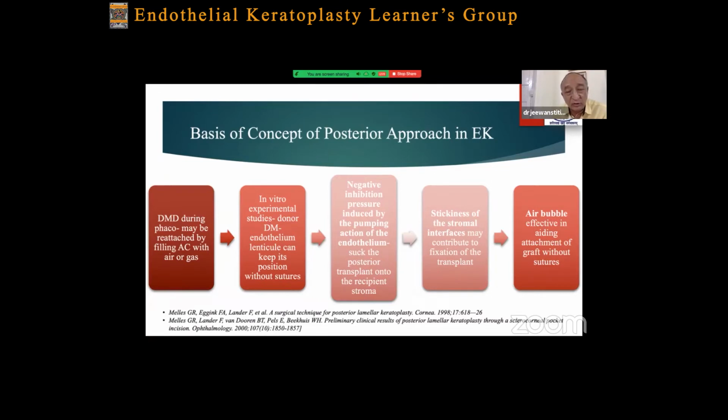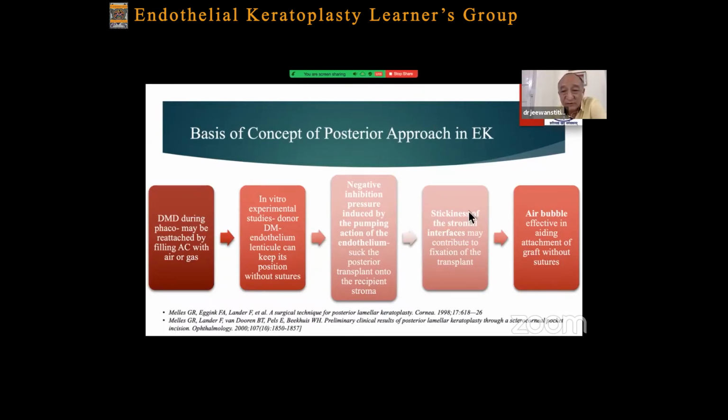What was the thought behind getting into the posterior part? There were five important things which made him do posterior route surgeries. He had seen DMD cases in cataract patients get attached with air injection. Then he did an experimental study to see if the endothelial lenticule could be attached, an anti-gravity surgery without suture. And he realized there is a negative imbibition pressure, as we described for endothelial function at the beginning of this session, which would also work in the apposition of the lenticule in these cases.